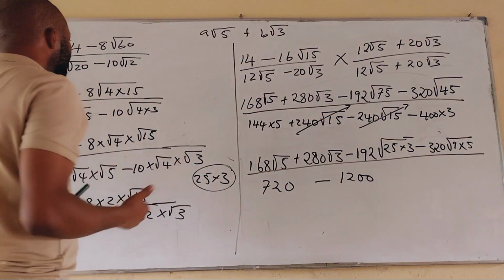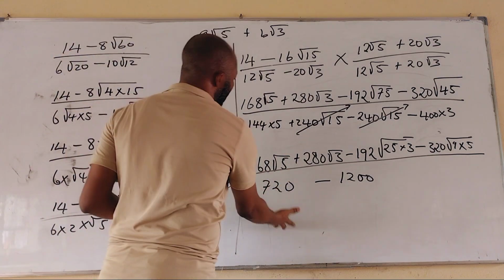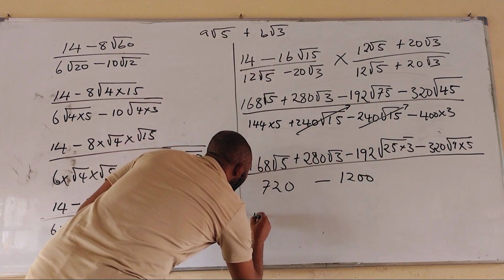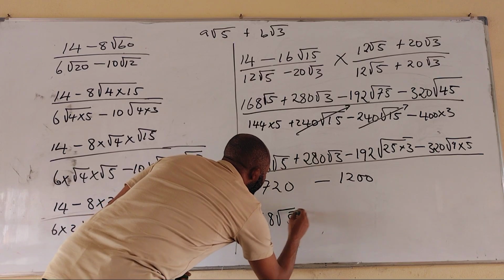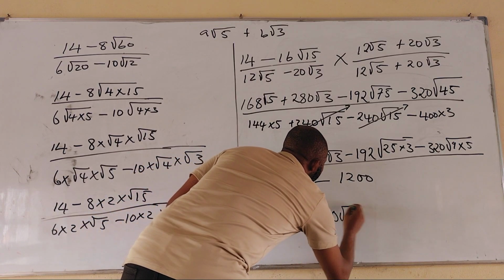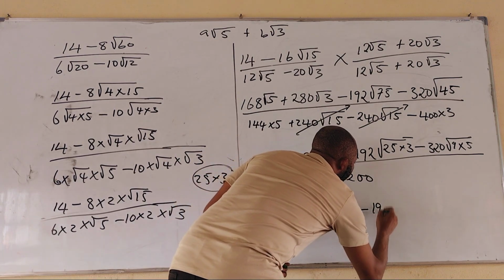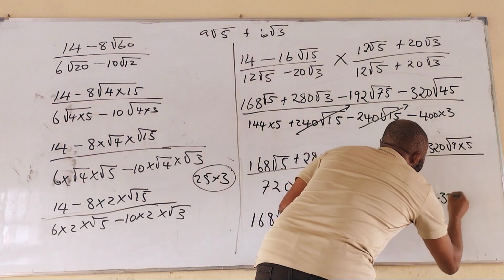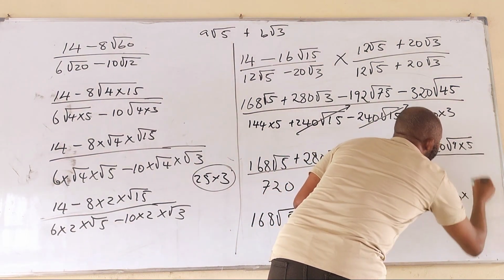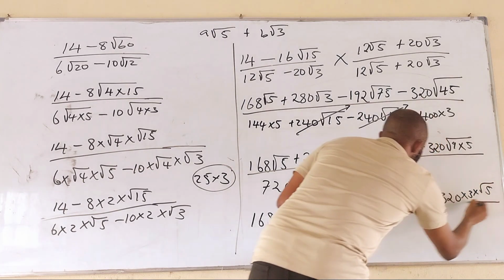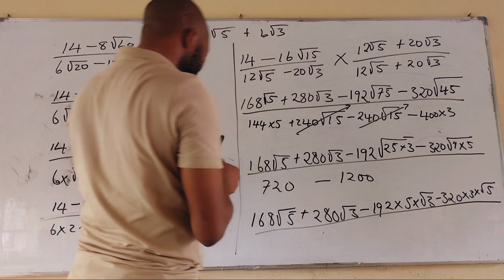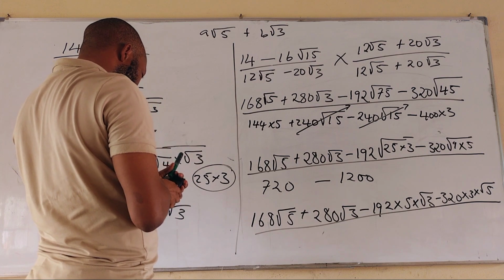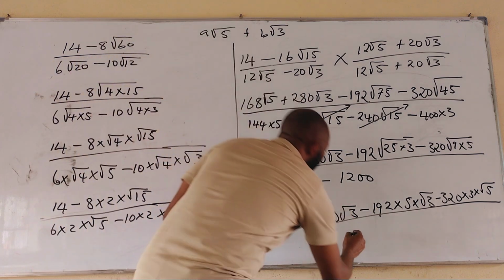Now, let's proceed. One more step before I clean. Now here I have 168 root 5 plus 280 root 3 minus 192 times root 25, which is 5 times root 3, minus 320 times root 9, which is 3 times root 5. All over 720 minus 1,200. That gives me minus 480.